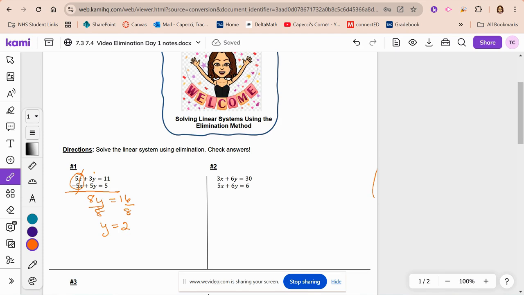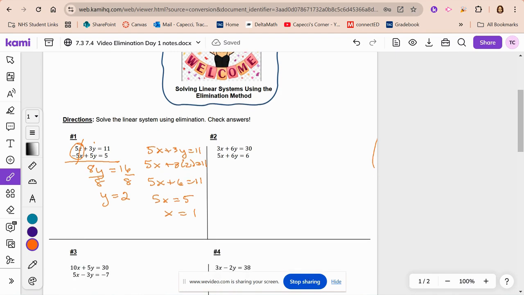I need my x coordinate, so I'm going to go back to either equation. I'm going to use my first equation, and I'm going to substitute 2 in for y. 3 times 2 is 6, and I have 5x plus 6 equals 11. Bring that 6 to the other side, and I have 5x is equal to 5, so x is equal to 1. So my solution to the linear system, remember we write it alphabetically, is 1, 2.